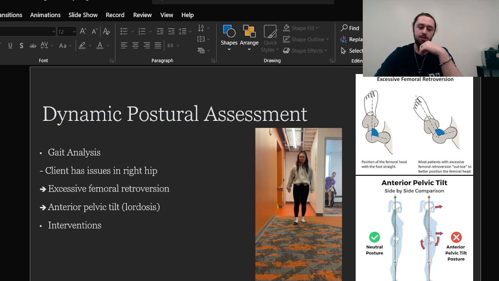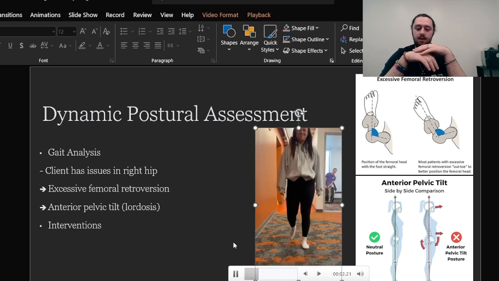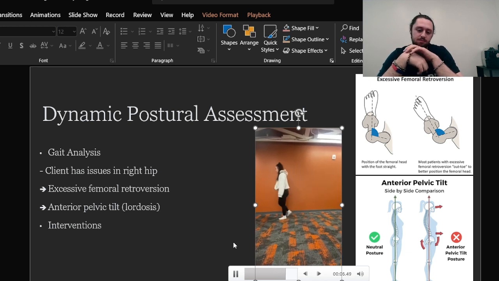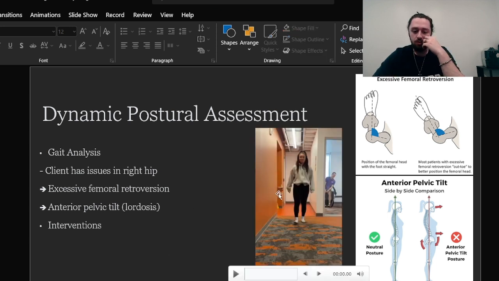Hello, my name is Noah Diaz de la Cuesta, and I was put on the dynamic postural assessment. So I made a little video here of the gait analysis, all 3 views. We can see that she looks a little stiff while she walks, and that we can kind of prove that that's a certain hip issue, which we already know it's the right hip.